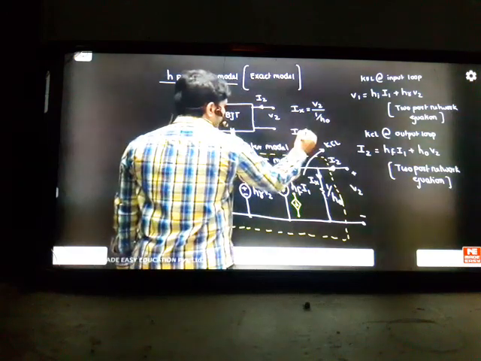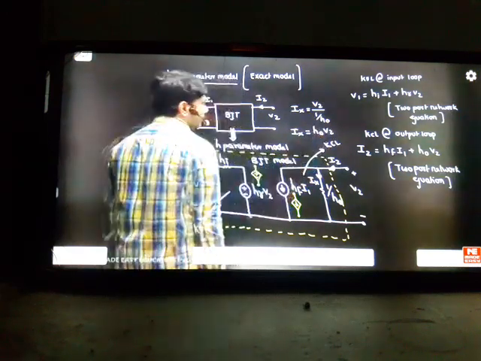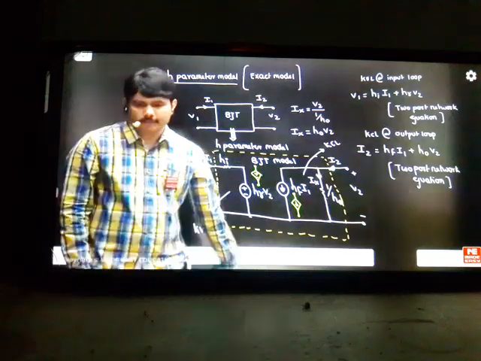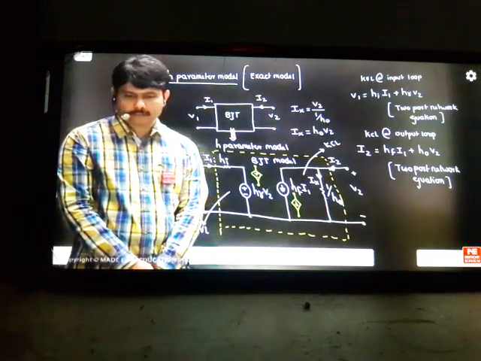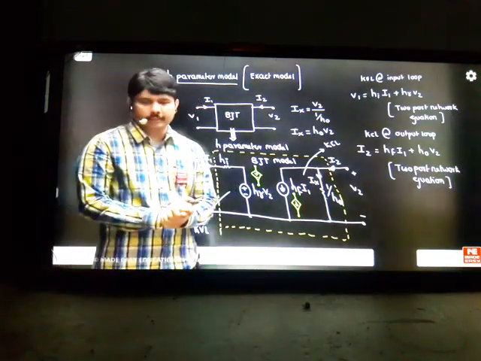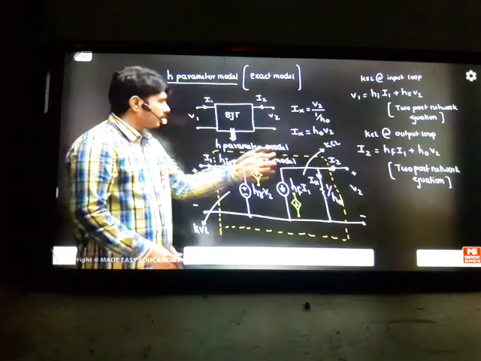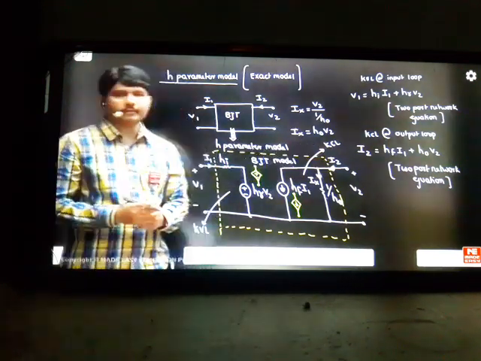Then what is the Ix value? Here it is H0 into V2. This is the way I got Ix. Most of the students are saying great, but this is the doubt some students got. This is the way I wrote it: Ix is equal to H0 into V2, we got.